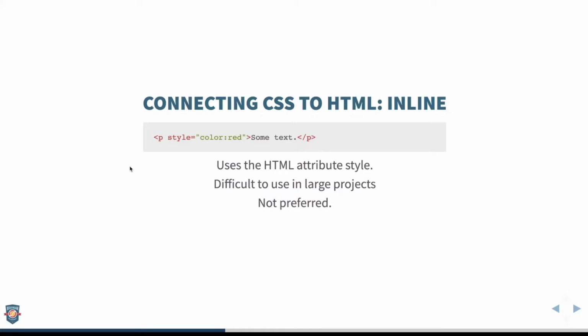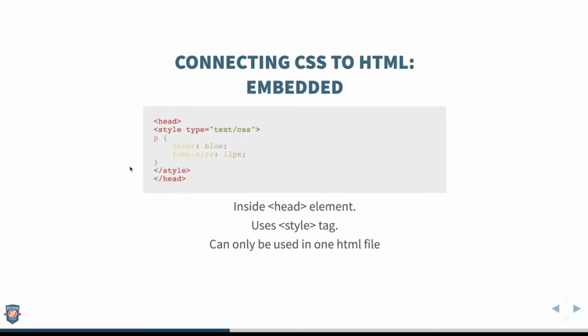The really only way that I find this method preferred is when you are using JavaScript to manipulate something on your page. And that way you can easily apply an attribute through JavaScript and you can change the styles that way. But in terms of visual appearance, we don't want to use inline for when we're styling our elements. Another way that we can connect our CSS to our HTML is through embedding it.